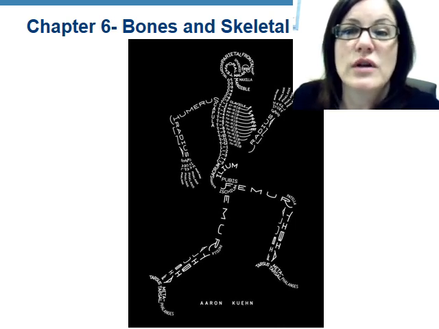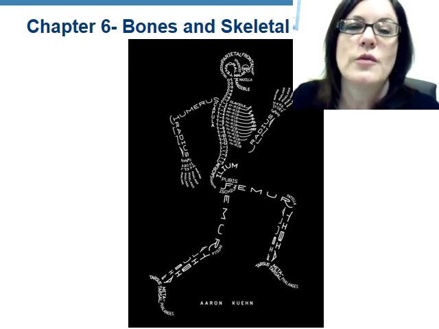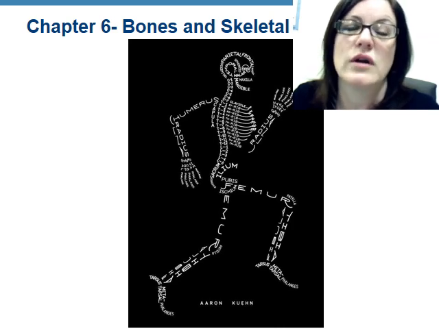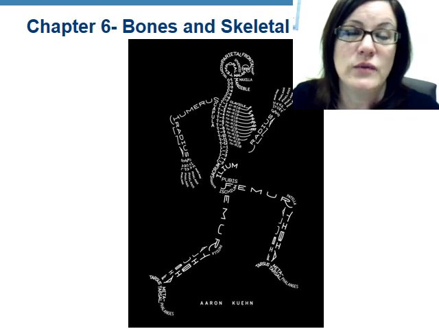You can see from the title we're going to talk about bones and skeletal tissue. We're going to look at the texture of bone. We're going to look at the microscopic and gross anatomy of bone, structures of long bones and short bones. We're going to talk about the chemical composition of bone. We're going to talk about why calcium is important and how we store calcium in our bones.